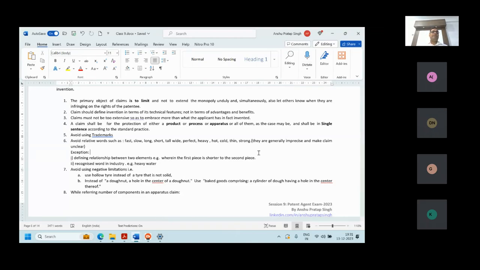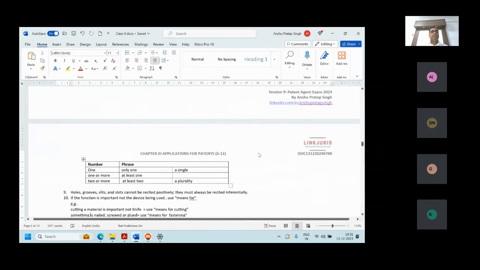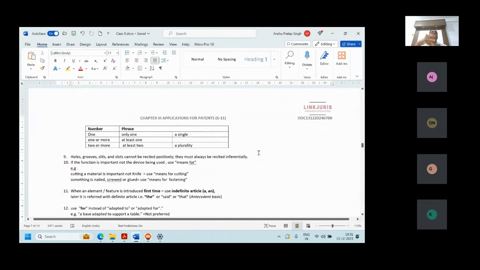Then comes referring to the number of components in an apparatus claim. Suppose we have to say that a chair will have 3, 4, 5, any number of legs. You can say a plurality of legs. Or if there are two or more than one, then you use at least one. If two or more, you use at least two, or a plurality of legs. If it is one, then you use a single. That is preferred: only one, or single. This is how you use the words.